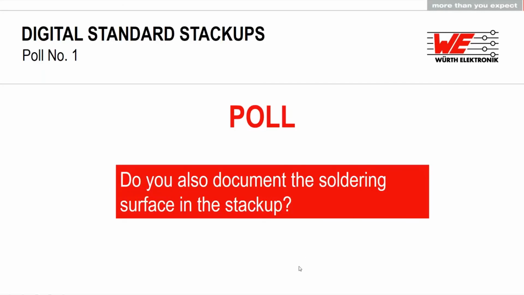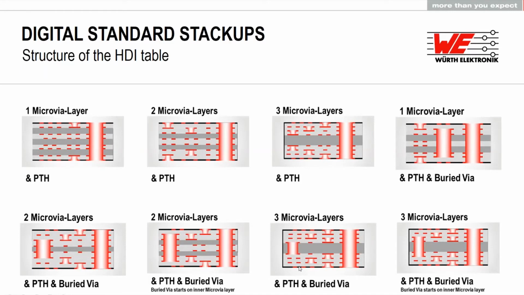Getting back to the presentation, we will have a look at the standard stackups for the HDI technology. To prepare this, we have to look at the different stackup variations which are possible in HDI technology and in our standards we have created. What's easiest is, of course, one microvia layer on the outer layers in combination with plated through holes, or having two microvia layers or three microvia layers.